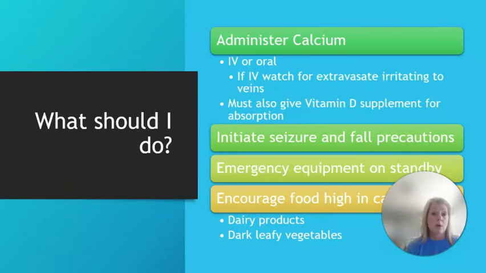Seizure precautions and fall precautions. If their calcium gets too low, that can initiate a seizure. So sometimes we will go ahead and have seizure precautions and we will have suction equipment available. And we want them to have a diet high in calcium. So that's going to mean your dairy products, your milk, cottage cheese, all your dairy products, and dark leafy green vegetables. So those are going to be things that are high in calcium.